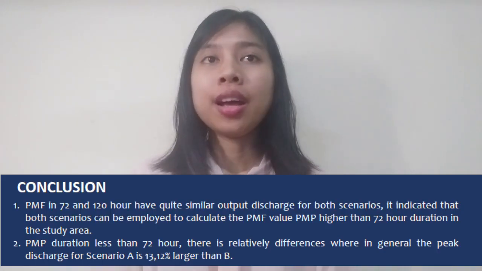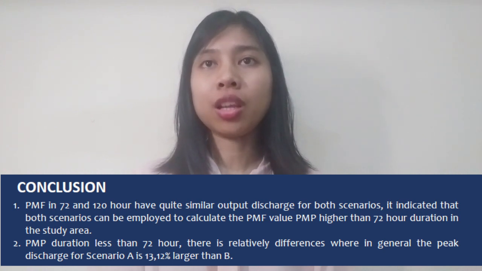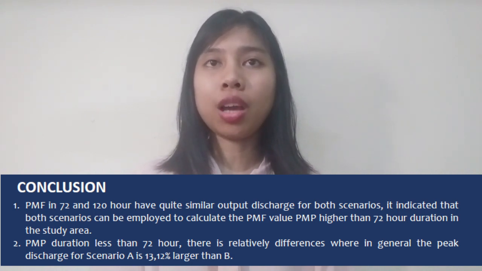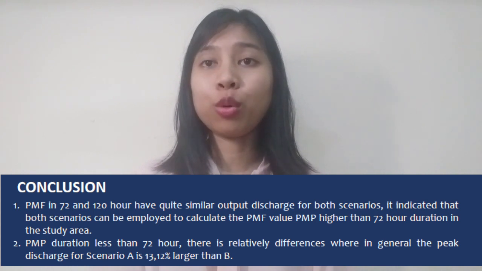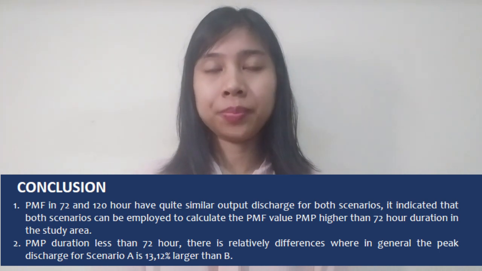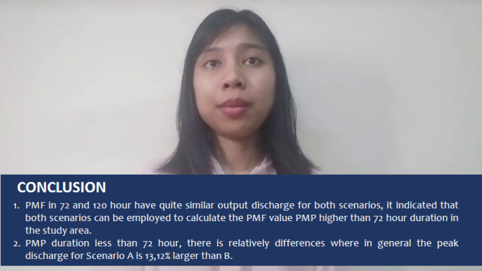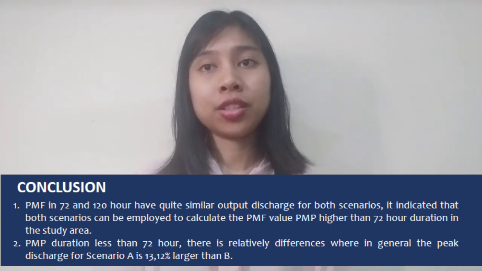So, in conclusion, the results show that the spatial distribution of rainfall in the Upper Citarum watershed affects the calculated discharge. PMF at 72 and 120 hours has quite similar output discharge for both scenarios. This indicates that both scenarios can be employed to calculate the PMF value with PMP durations higher than 72 hours in the study area. Nevertheless, for PMP durations less than 72 hours, there are relatively large differences. In general, the peak discharge for scenario A is 13.12% larger than scenario B.